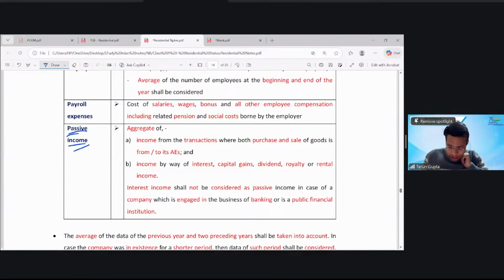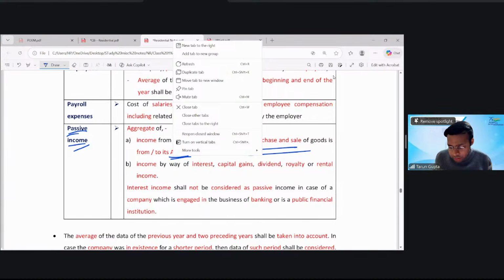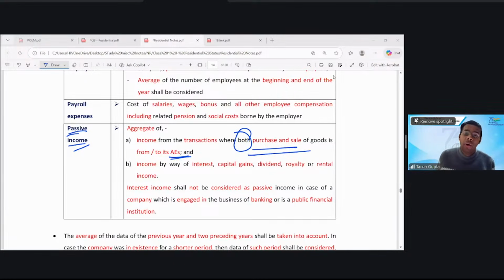What do you mean by passive income? Passive income means the aggregate of income from transactions where both purchase and sale of goods is from or to its AE. AE means associated enterprise as per the transfer pricing regulations. Good point, Sanjay. He's asking, should the passive income be in India or outside India? Good concept. For passive income, it's not relevant whether the passive income is in India or outside India.